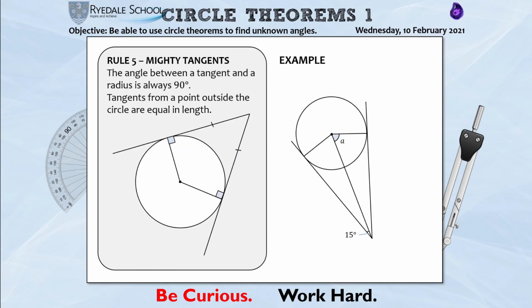Rule 5 is quite an interesting one, and it's to do with tangents. The angle between a tangent and the radius where that tangent touches the circle is always 90 degrees. And included in this one, we're actually getting 2 rules for the price of 1. The length of the tangent from a point is always the same. So what I mean by that is if we have a point and a tangent touching a circle on one side, a tangent touching the circle on the other side, these two lengths are the same.